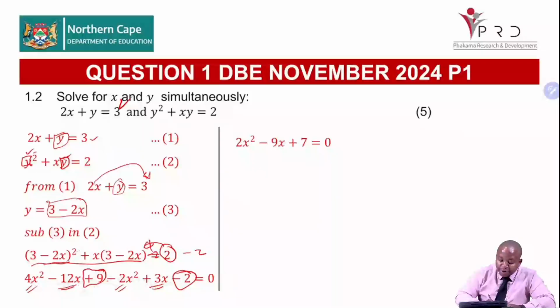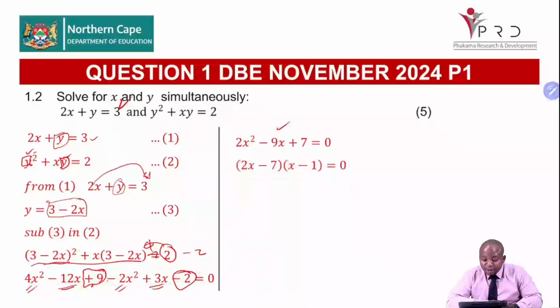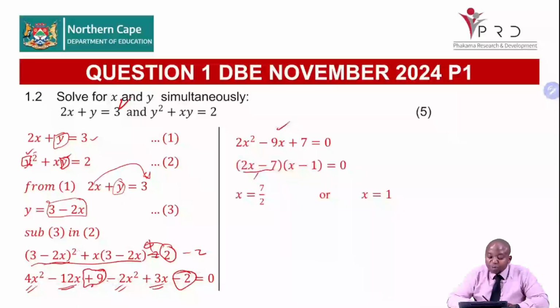Then I have my positive 9 subtracting the 2, I'm going to have 7. Then what do I see here? I see a trinomial. On my left hand side, I can factorize my trinomial into 2x minus 7, and in the second bracket, x minus 1 is equal to 0. Then x from the first bracket is going to be 7 over 2, or from the second bracket, I have x equals 1.